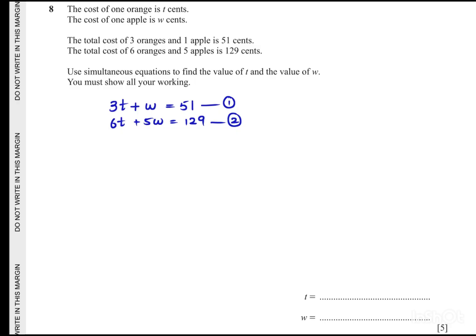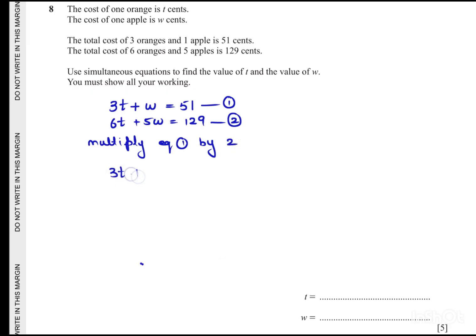Now if you are doing the substitution method, you have to take W is equal to 51 minus 3T and substitute in the second equation. So better I will show you the elimination method. When you see the coefficient of T is 6 and 3, so one of the equations you can change it into 6. So multiply equation 1 by 2, because 3 times 2 is 6.